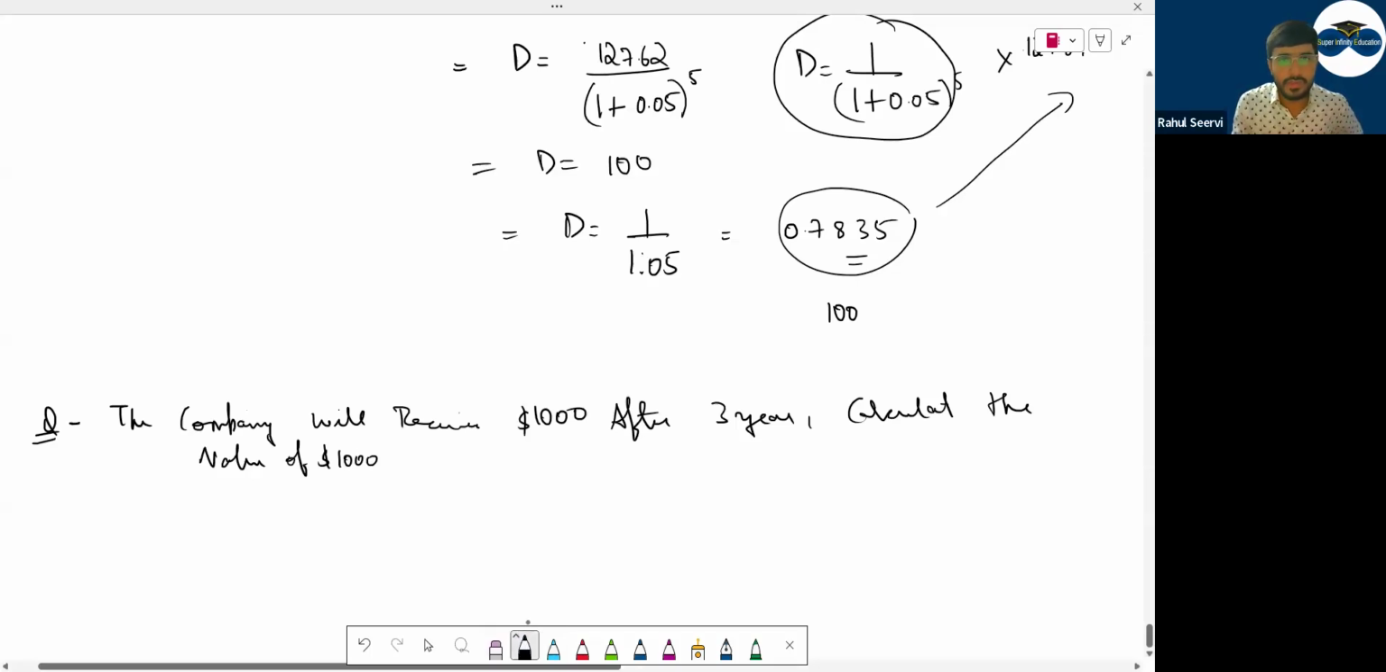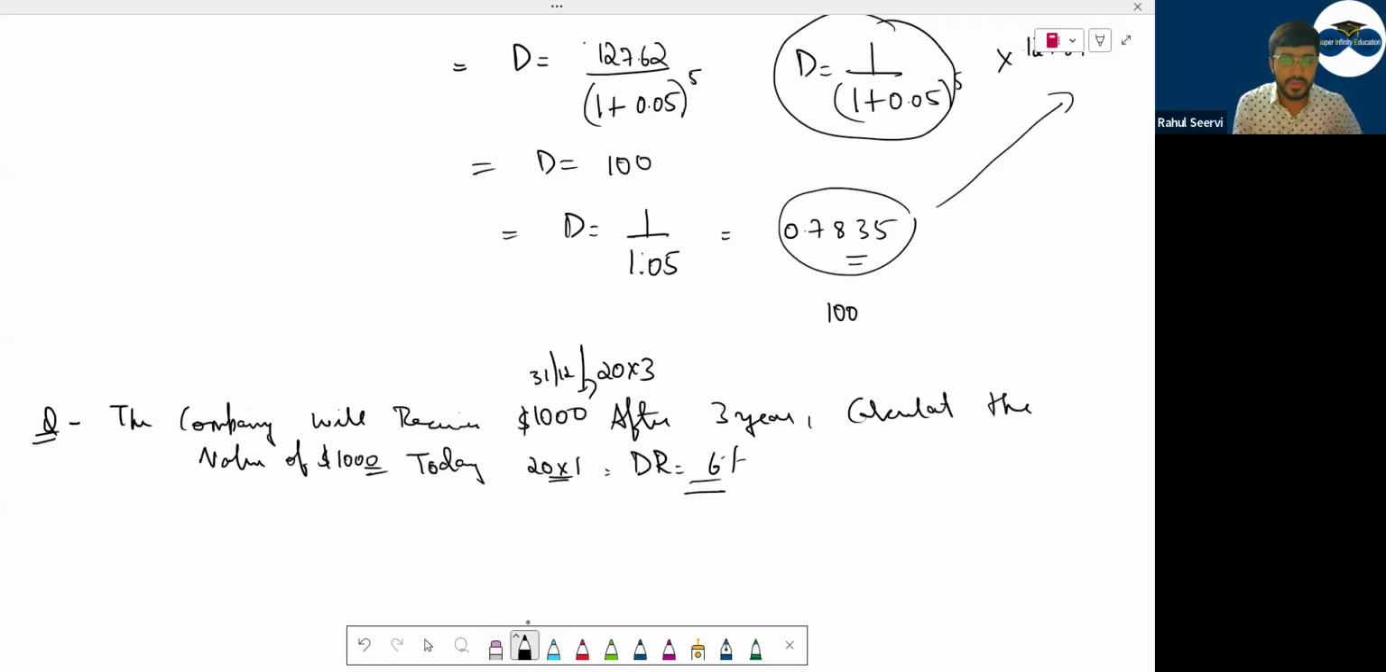Let me give: the company will receive 2,000 x3. Calculate the value of 1,000 today, that is 2,000 x1. This is x year end. The discount rate is 6%. I have given you the number of years. Do not see the question. Just write down the numbers and calculate the value for me.